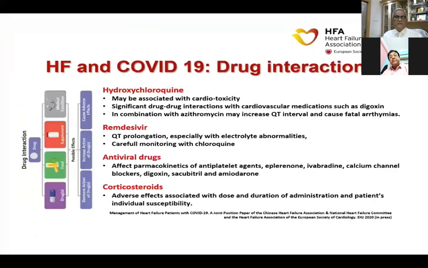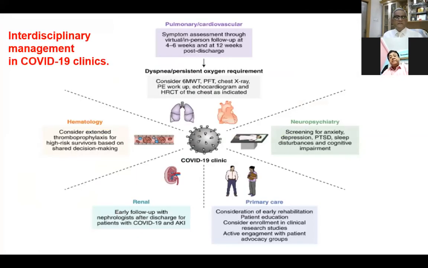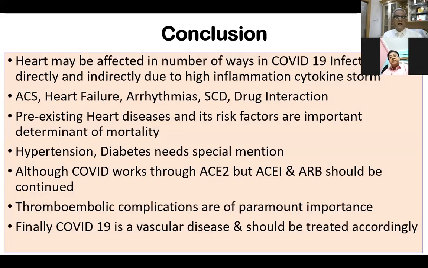This is heart failure. So I'll probably come back to my last slide: the heart may be affected in a number of ways in COVID-19 infection, directly and indirectly, due to high inflammation and cytokine storm. Acute coronary syndrome, heart failure, cardiac arrhythmia, sudden cardiac death, and drug-disease interaction are important. Pre-existing heart disease and the risk factors are again important to determine the mortality, the duration of hospitalization, and complications while in the hospital.